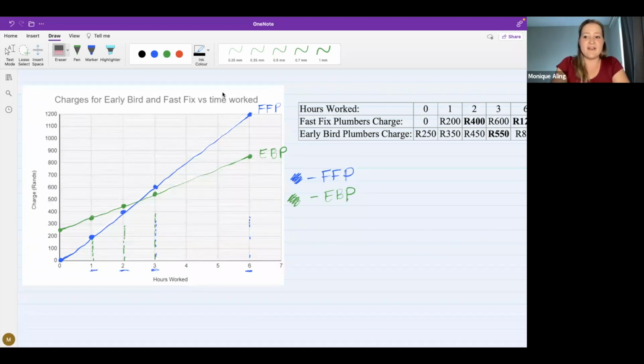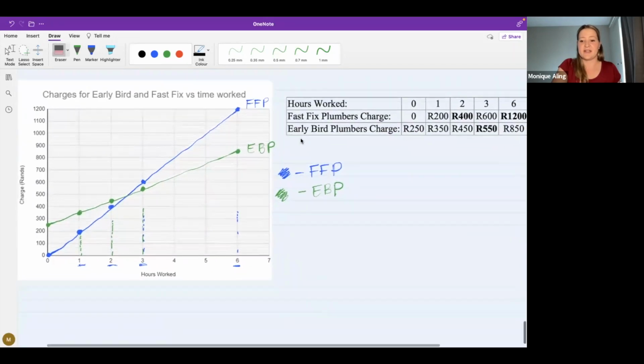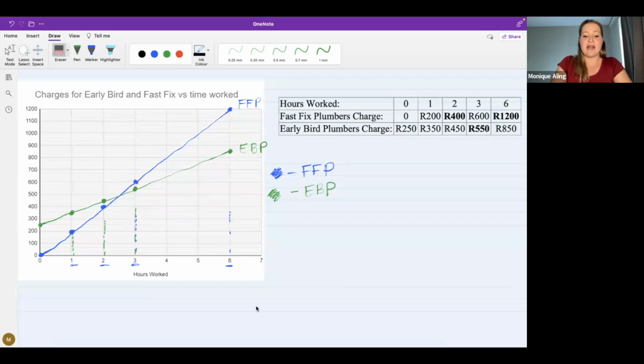Okay, does anyone else have any questions? Do we understand how this graph is plotted? Let me know in the chat, thumbs up, smiley face, or no. Sipesihle is asking, ma'am, please re-explain EBP. Okay, so that's the green line. And all I did was look at the table.